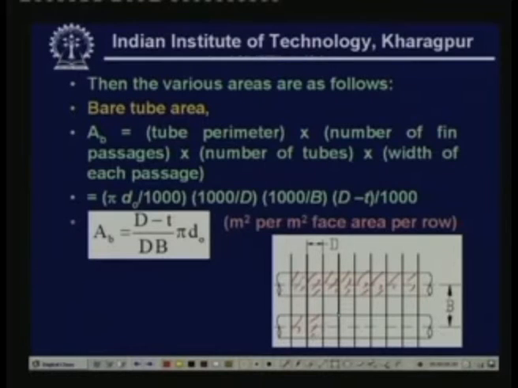Like this, you have to account for all the tubes in a row per meter square of face area. So if you substitute the expressions for tube perimeter, which is nothing but pi d_o divided by 1000, number of fin passages is 1000 divided by D, number of tubes is 1000 divided by B, and width of each passage is (D minus t) by 1000, then finally you find that the bare tube area is given by (D minus t) divided by D B into pi d, and this is meter square per meter square face area per row.